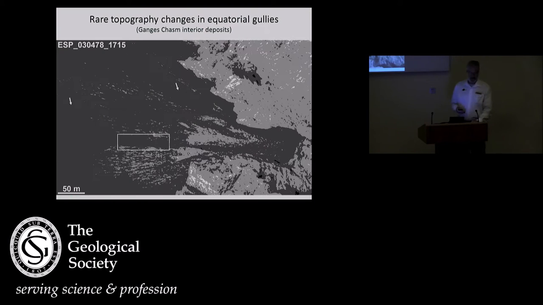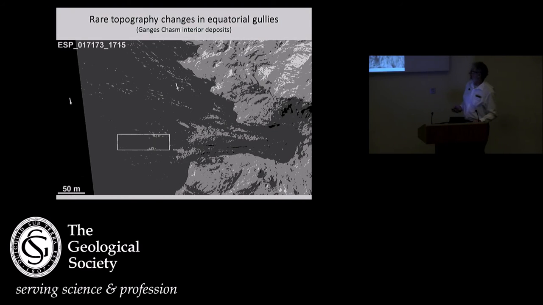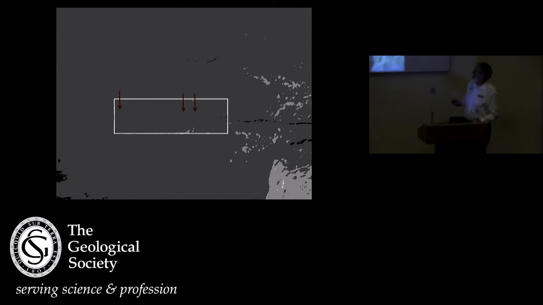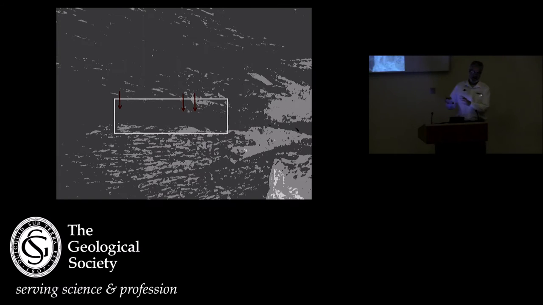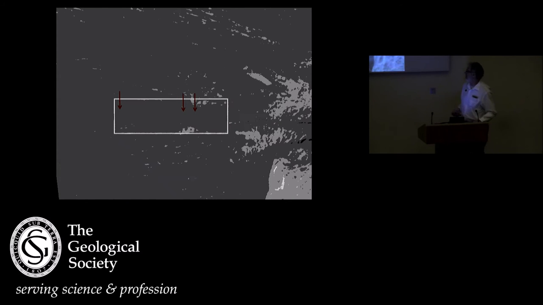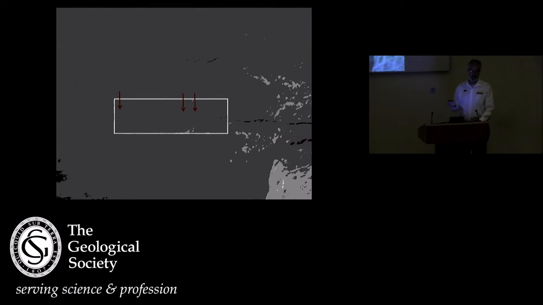We have seen some rare topographic changes in equatorial gullies. This is in Ganges Chasm, and there are lighting variations here, so this is a little hard to see, but I'll just zoom in on one area here. You can see a bright spot in three time steps changing between these. So that may be a boulder that's migrating down the channel. It could also just be boulders that are being covered and exposed from fine sediment motion, but this is within the sulfate-rich deposits. It's very crumbly. This material forms gullies very easily on Earth.